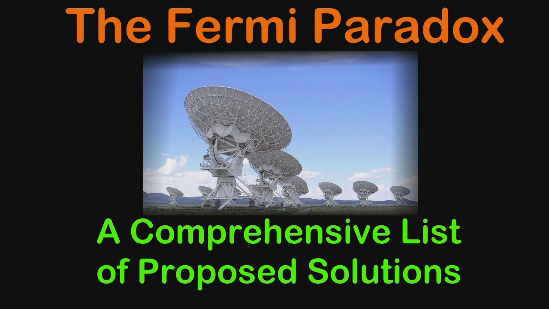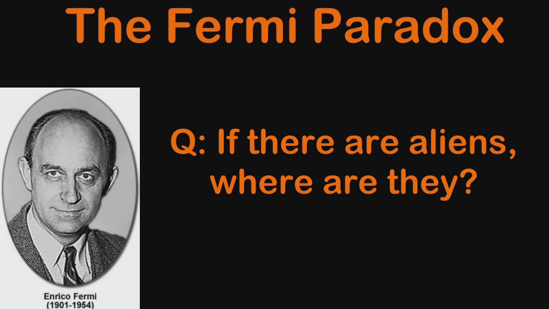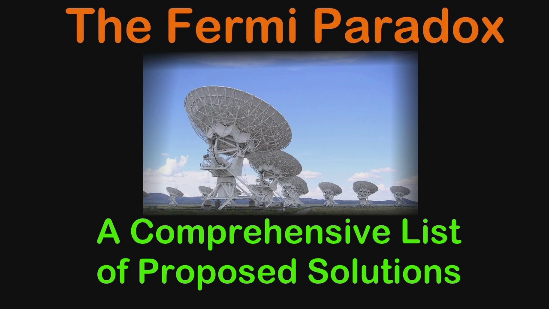What we'll be doing here today is reviewing some of the more common proposed solutions to the Fermi Paradox, which is essentially the question, if there are aliens, why can't we see them? And we'll look over some of the strengths and weaknesses of those various solutions.